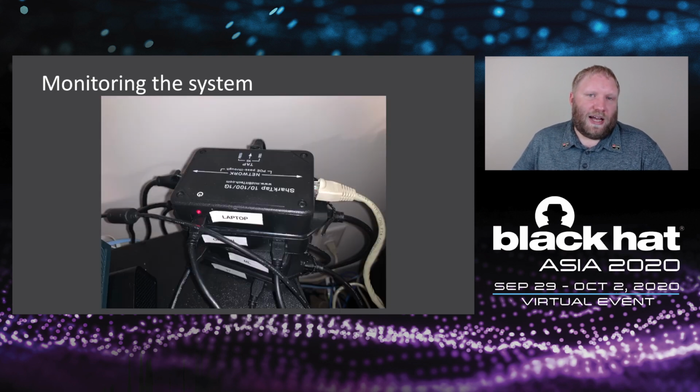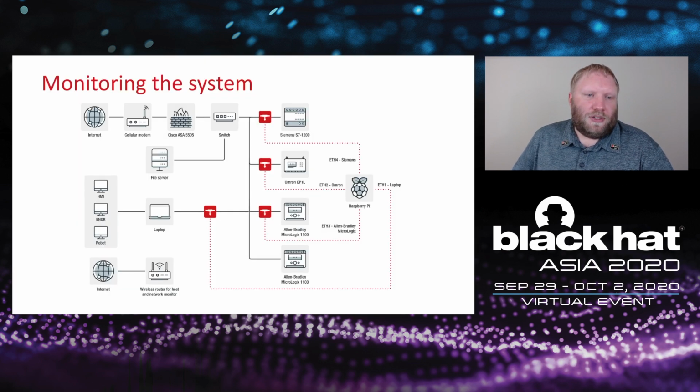Next, we had 4 taps that we used. These were from SharkTap, and they were just Ethernet taps. They worked really well for us. Captured everything. I don't think there were any dropped packets that we saw. So this is what our final network looked like.